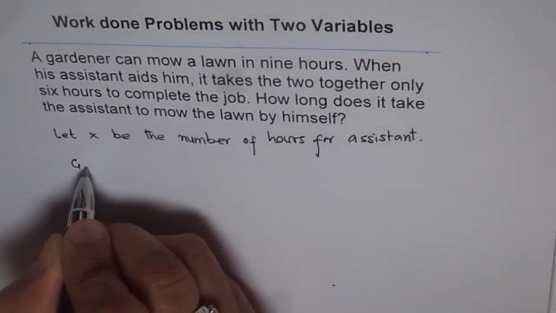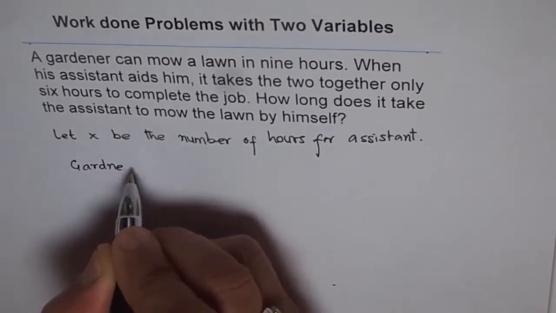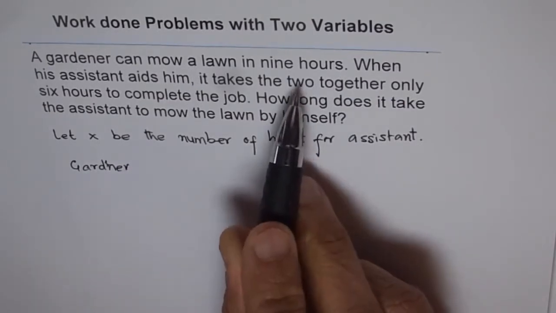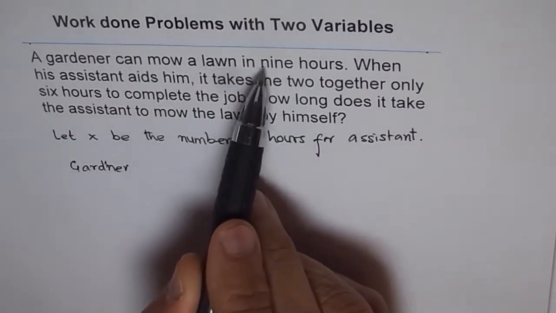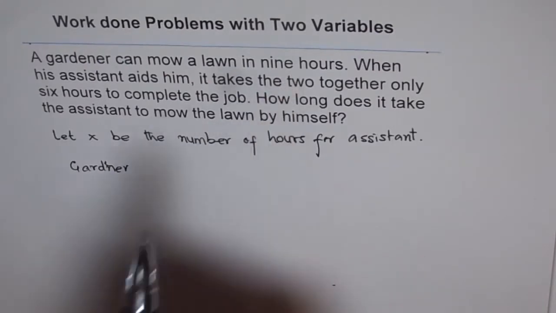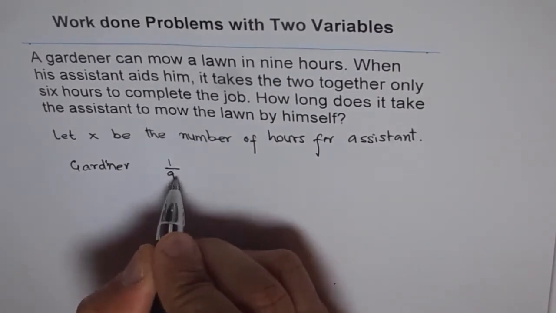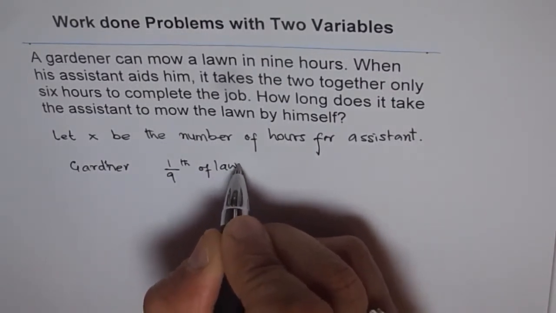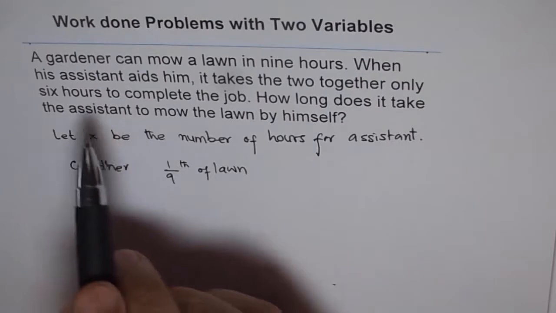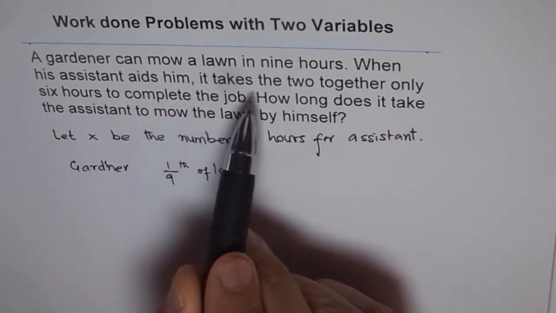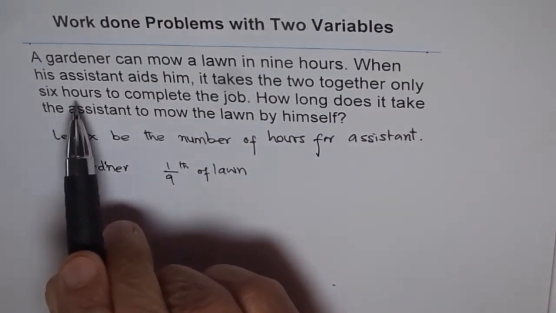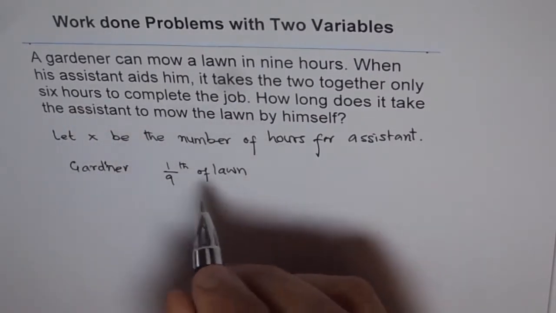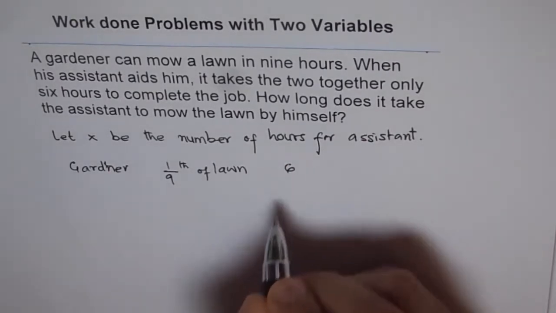So as far as the gardener is concerned, how much job will a gardener do in 1 hour? A gardener can mow a lawn in 9 hours. So in 1 hour, the gardener will mow 1/9 of the lawn. Do you understand? 1/9 of lawn. When his assistant aids him, it takes together only 6 hours, right? So together when they work, they complete the job in 6 hours. So time together they work is 6 hours.